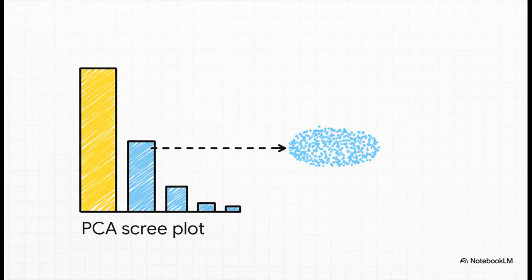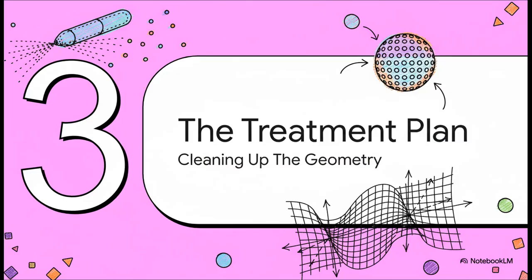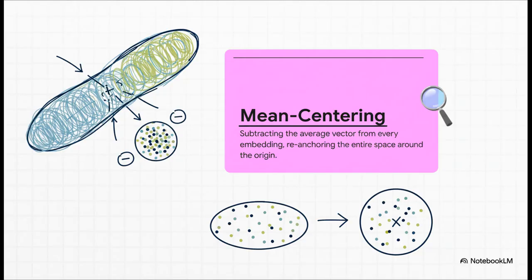That's the smoking gun. It's a clear visual confirmation that one single direction is totally dominating your entire space. Okay, so we've diagnosed the problem. Now for the fun part, the treatment plan. We can actually apply some really simple post-processing geometric fixes that clean this whole mess up and bring some balance back to our space. The very first and simplest treatment is called mean centering.